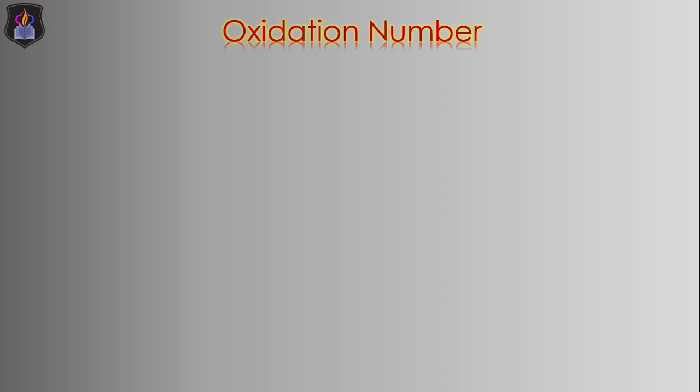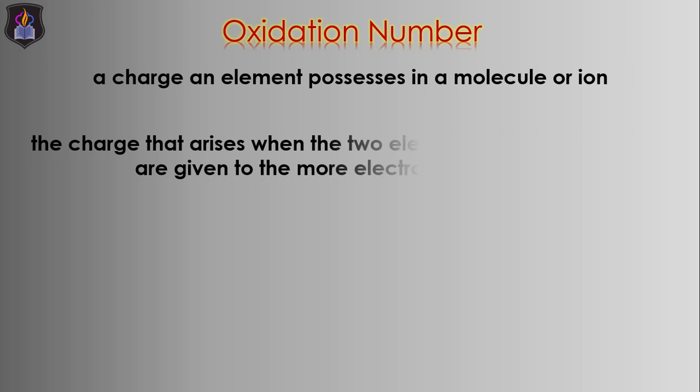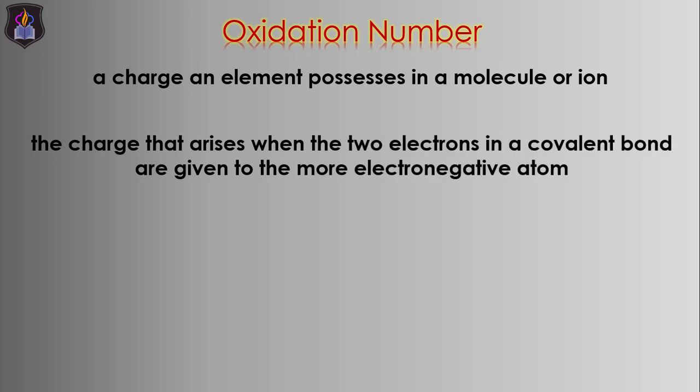Oxidation number is the charge an element possesses in a radical or ion. In other words, it is the charge that arises when the two electrons in a covalent bond are assigned to the more electronegative atom. For example, in a hydrogen chloride molecule, if the pair of electrons used in forming the bond between hydrogen and chlorine is assigned to the more electronegative chlorine atom, it will have a charge or oxidation number of -1, while hydrogen will have a charge or oxidation number of +1.